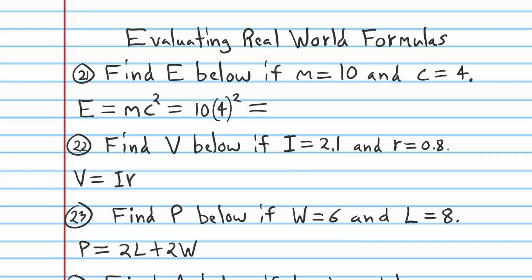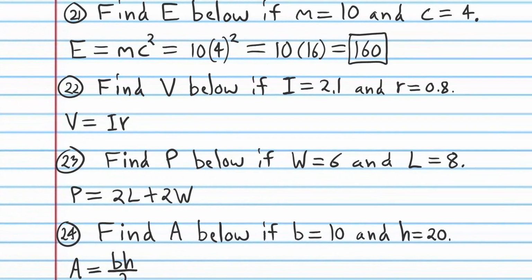All right, so PEMDAS tells us to do the exponents first. So 4 to the second power is 16, and 10 times 16 is 160. And again, we don't need our units, because we're just not going to worry about units today. This is not a science class, it's a math class.